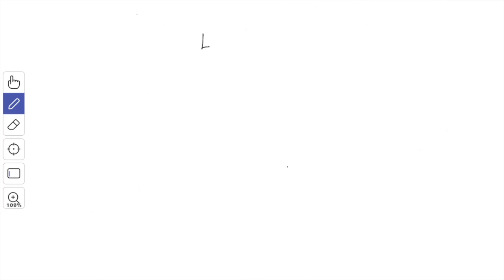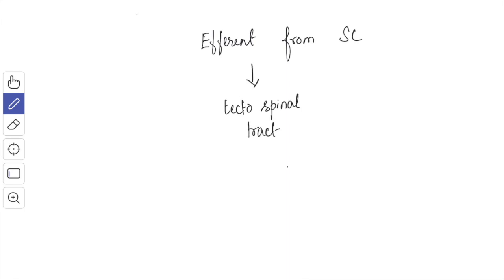Next we'll see the efferents from the superior colliculus. So the efferents are, you have the tectospinal tract, and then you have the tectobulbar tract. So these are responsible for the reflex movements of eye, head and neck in response to the visual stimuli.